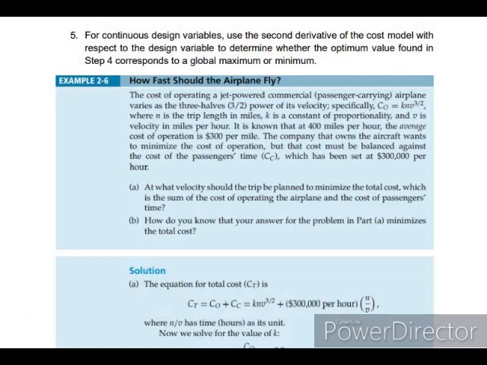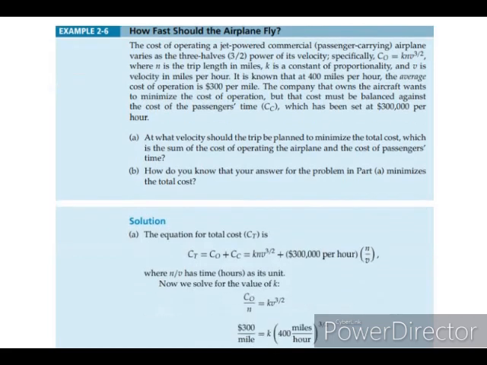And lastly, step 5, for continuous design variables, use the second derivative of the model with respect to the design variable to determine whether the optimum value found in step 4 corresponds to a global maximum or minimum. So if it is a continuous design variable, we will get the second derivative. Now let's apply all those steps in an example. Example 2-6.